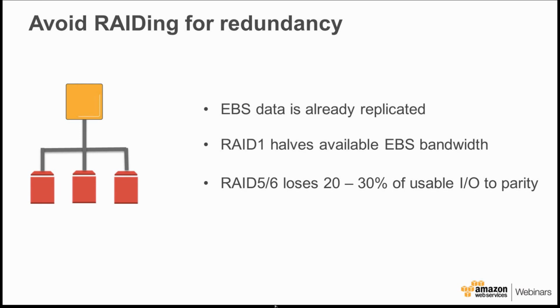Our next best practice is RAID. So we recommend you avoid RAID for redundancy. As discussed at the beginning of the talk, EBS data is already replicated. And if you use a RAID 1, it just halves the amount of available bandwidth to your EBS volume. And if you're using a RAID 5 or 6, you lose 20 to 30% of your usable I/O to parity.